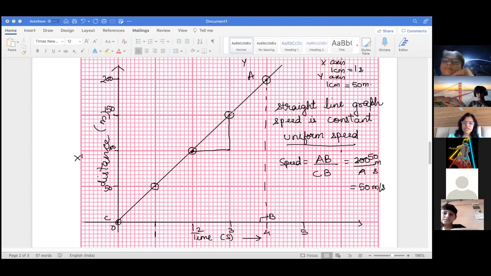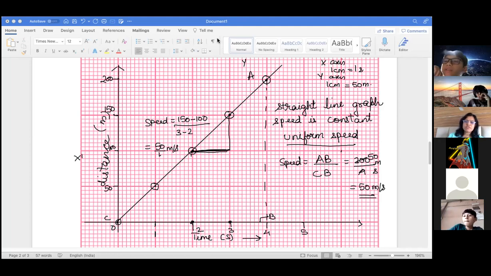So if I take this, here, if I am calculating the speed, see how much I am getting? 150 minus 100 divided by, how much is this? From here to here, how much is this? 2, 3, 1. 3 minus 2, right? 3 minus 2 is 1. So 150 minus 100 is what? 50 upon 1 meter per second. See, here also you got the same speed. So anywhere throughout this line, you calculate the speed, you will get the same 50 meter per second.